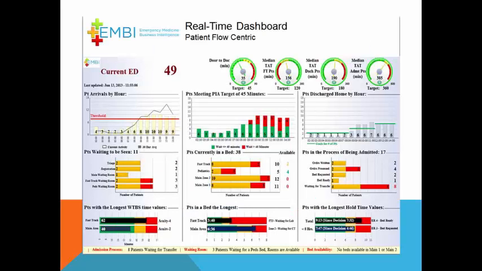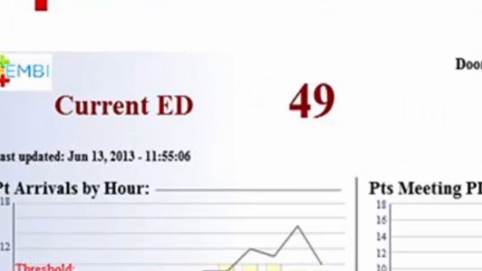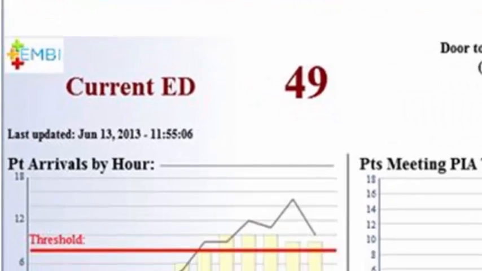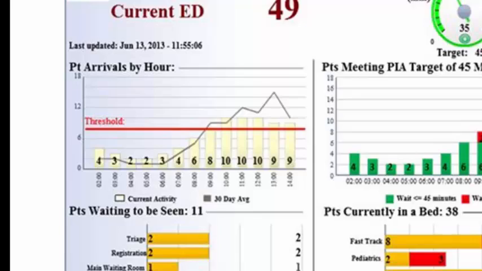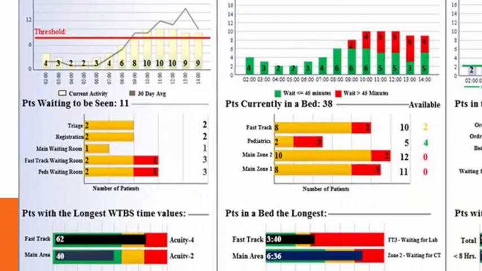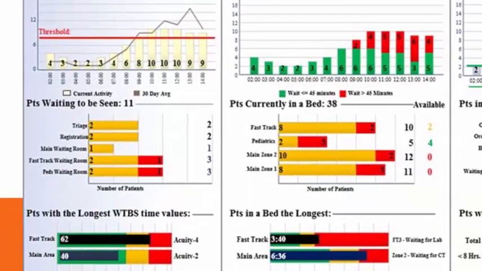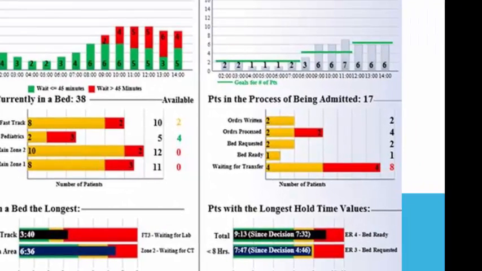This is an example of an emergency room dashboard. Emergency room dashboards are usually found in real time, which is extremely important in a clinic that has a high turnover rate, such as an emergency room. The nurse manager could easily log in here and see that currently they have 49 patients in their emergency room, how many are arriving per hour. You can see how many are in beds, how many are waiting to be seen. You can also see how many are being admitted.